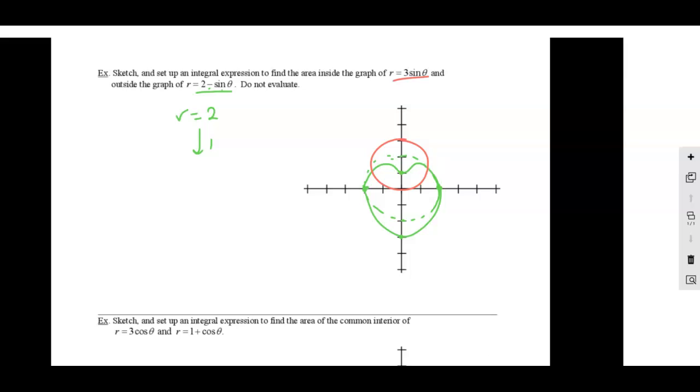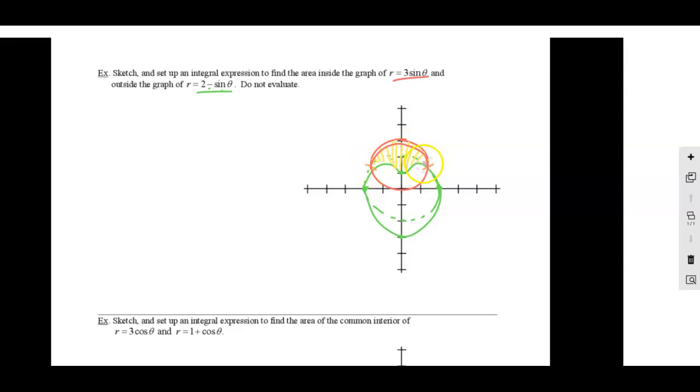Here's the region, right? We have this intersection point, and we have this intersection point. They're going to be symmetrical. And then we're going to be trying to find the area of this region in between the two. It says find the area inside the circle, but outside the little limaçon, right? So inside of the circle, but outside of the limaçon. Well, I'm going to have to find what those intersection points are, right?